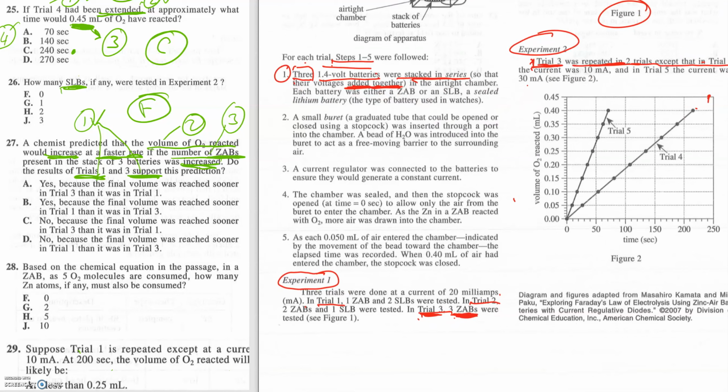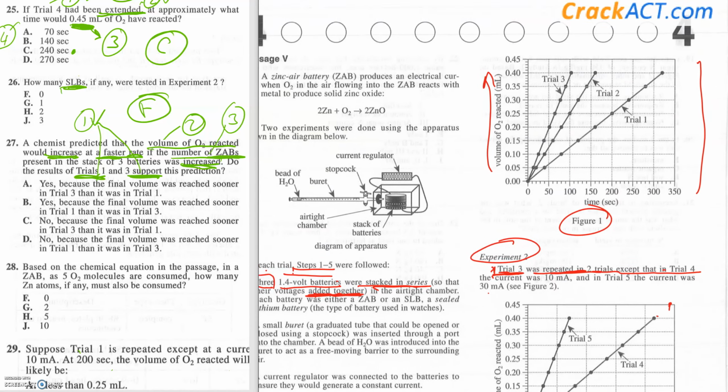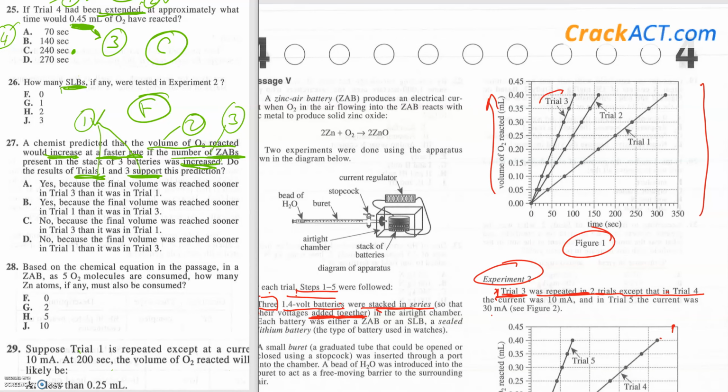It says 3 trials were done. We need trial 1 and 3. In trial 1, we had 1 ZAB and 2 SLBs. Trial 3 had 3 ZABs, so trial 3 had more ZABs. We'll come back up to the graph. Trial 3, this is the one that has 3 ZABs.